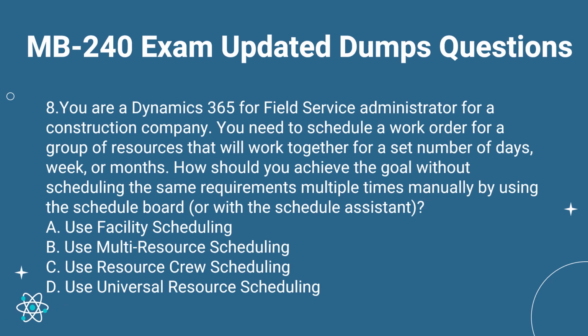8. You are a Dynamics 365 for Field Service Administrator for a construction company. You need to schedule a work order for a group of resources that will work together for a set number of days, weeks, or months. How should you achieve the goal without scheduling the same requirements multiple times manually by using the schedule board, or with the schedule assistant? A. Use facility scheduling. B. Use multi-resource scheduling. C. Use resource crew scheduling. D. Use universal resource scheduling.